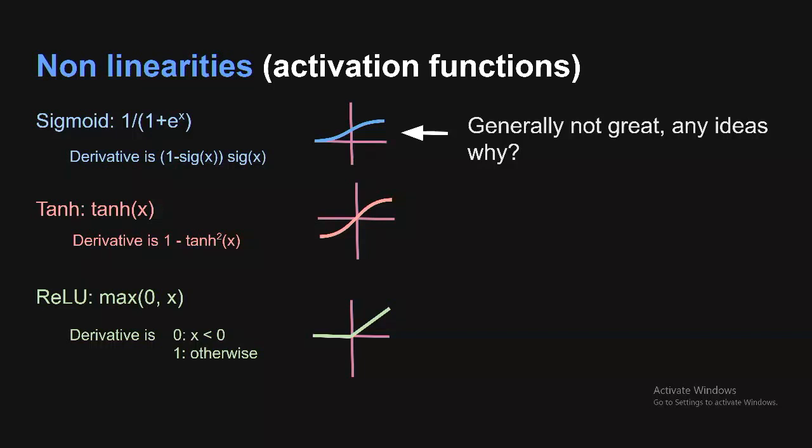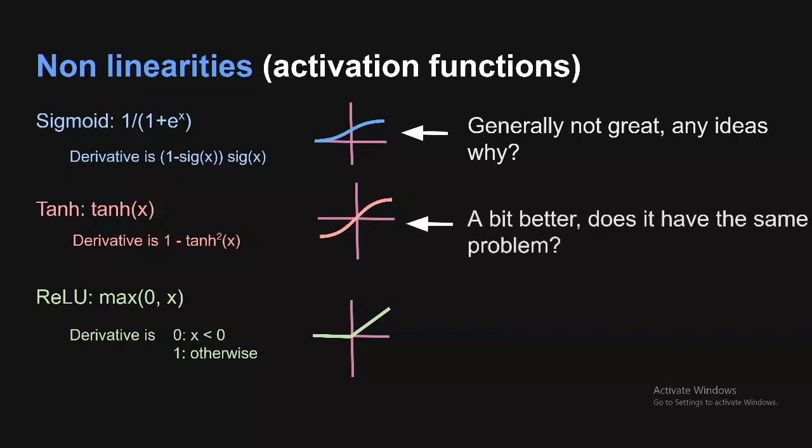Let's look at the second one. The second one is a bit better empirically. It just does a little bit better. But does it have the same sorts of problems? It does pass through the origin. It does have negative numbers. But the derivatives still do go to 0 as we have high magnitude inputs. That's not great. So that brings us to ReLU.